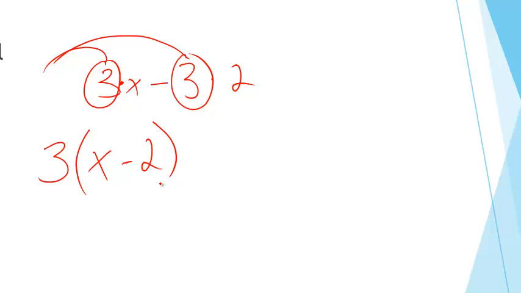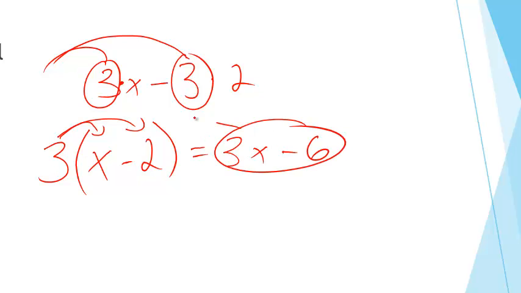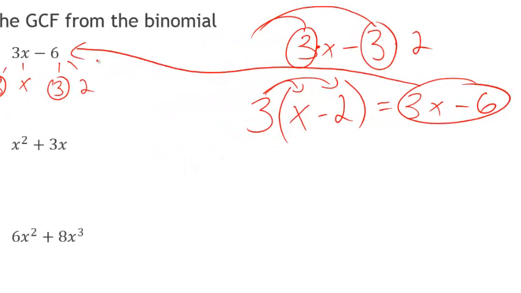And just to prove that this works, we're going to multiply it out. So distribute the 3. 3 times x is 3x. 3 times negative 2 is negative 6. And this matches the original.